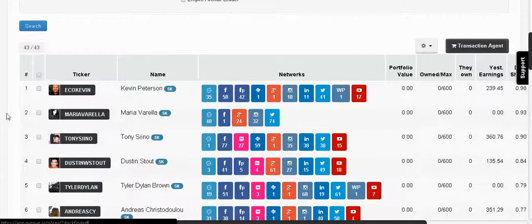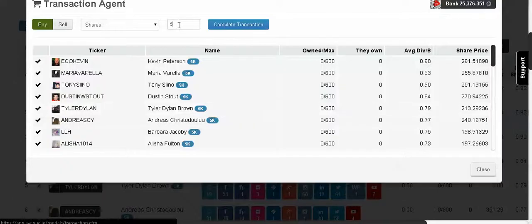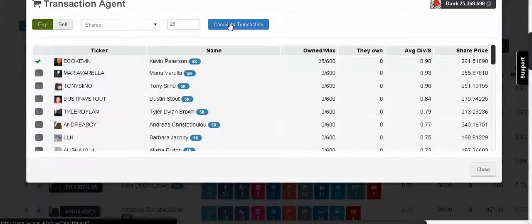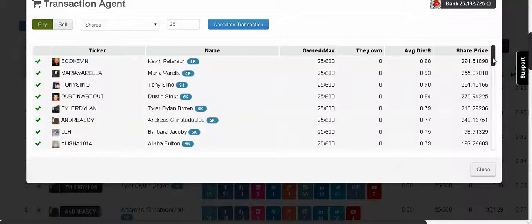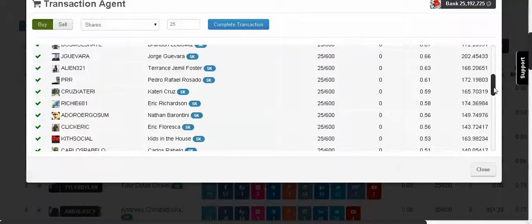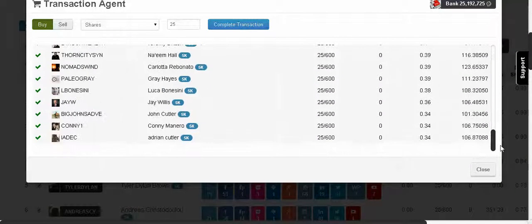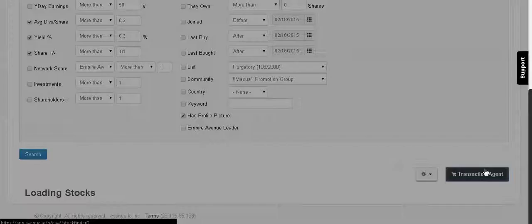But 0.3 is not bad, especially for what we're trying to do, which is basically encourage others to buy back in us, right? So we're going to go ahead and select all 43 of these individuals, and we're going to just buy 25. You don't have to buy 25. You could literally just buy one. I'm going to buy 25, just so that it's kind of giving them a chance. So that's one thing I'll do.